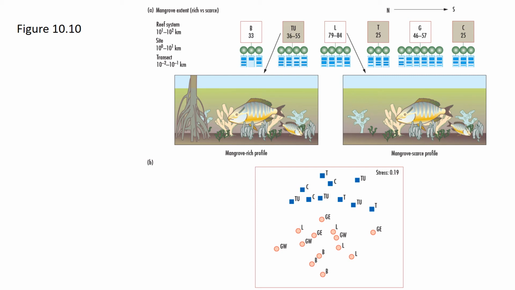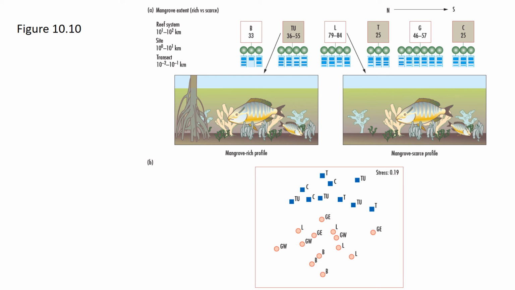mangroves. This is shown in the multi-dimensional scaling ordination plot at the bottom of the figure, where the fish communities are represented by the blue squares for the mangrove rich coral reef fish communities, and for the mangrove poor coral reef fish communities these are shown in the plot as the pink circles. What you can see in the ordination plot is that these fish communities separate out very distinctly.